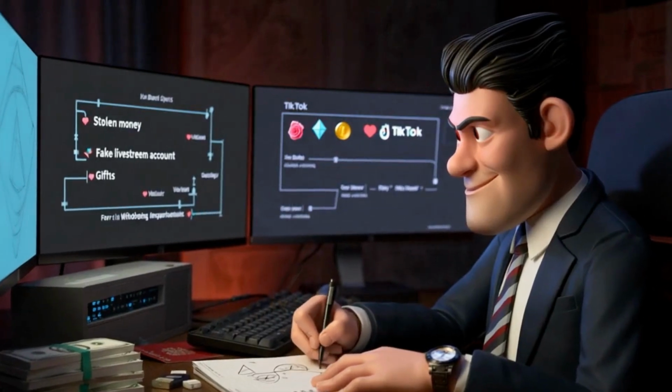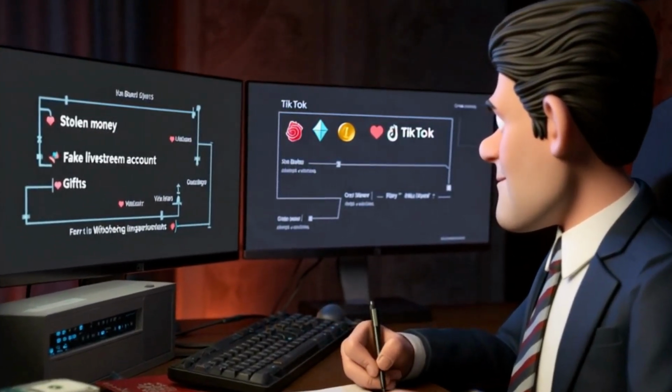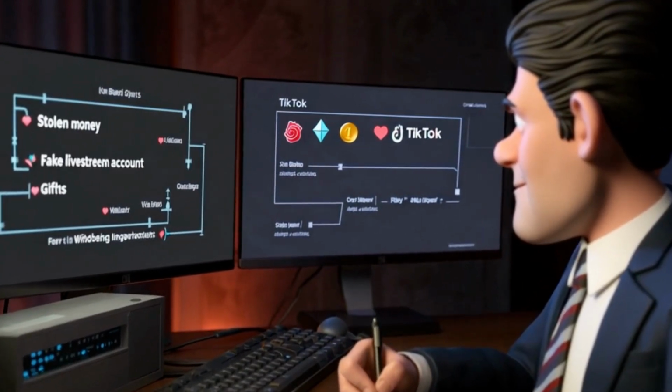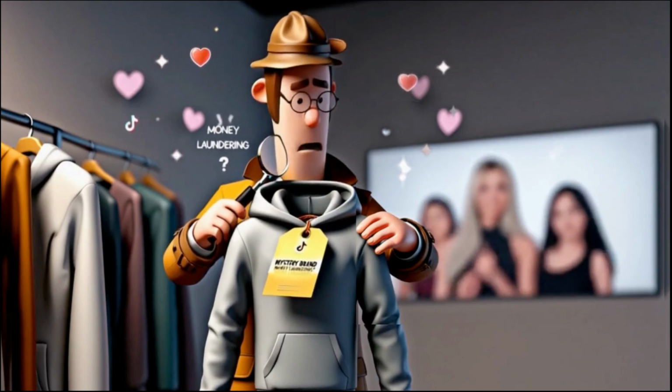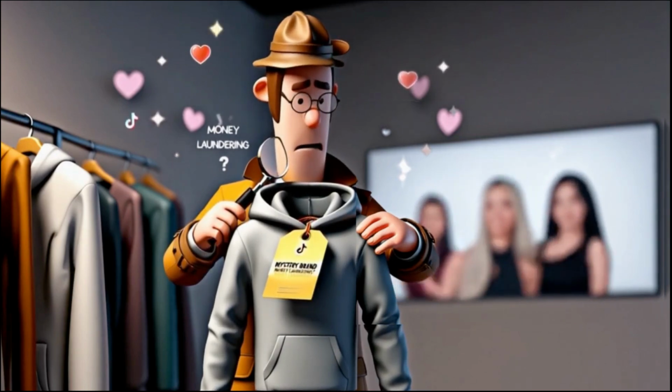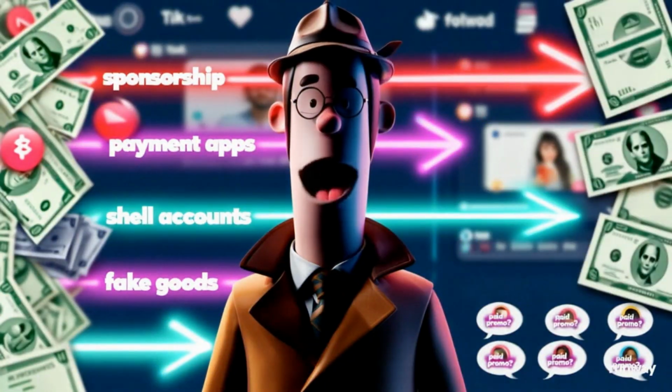Criminals realized something powerful. They don't need offshore banks anymore. They just need influencers, fake sponsorships, shadow agencies, anonymous payments. So next time you see someone praising a random mystery brand, ask yourself, is it fashion or laundering? Let's break down the laundering path on TikTok.